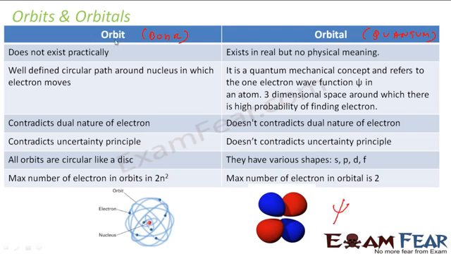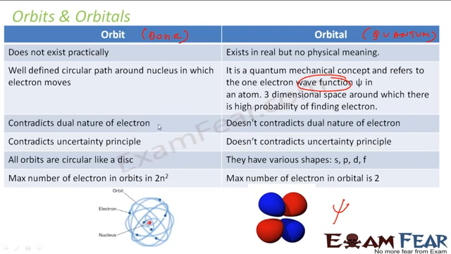In this theoretical concept of orbit, Bohr defined an orbit as a well-defined circular path around the nucleus in which the electron moves. Orbitals are nothing but a quantum mechanical concept and refer to one wave function. It's nothing but the three-dimensional space around the nucleus in which there's a high probability of finding electrons.